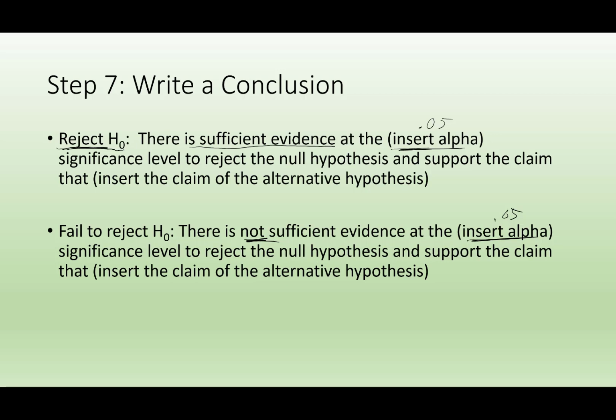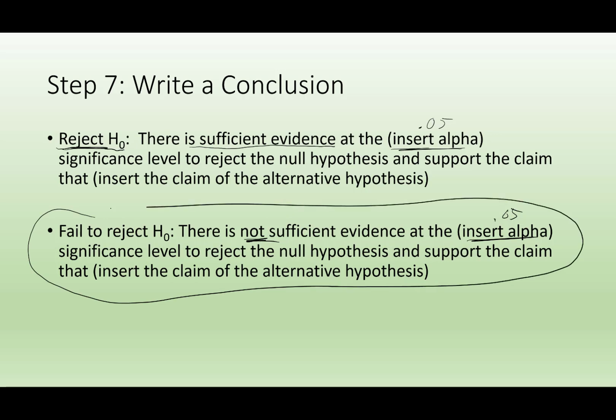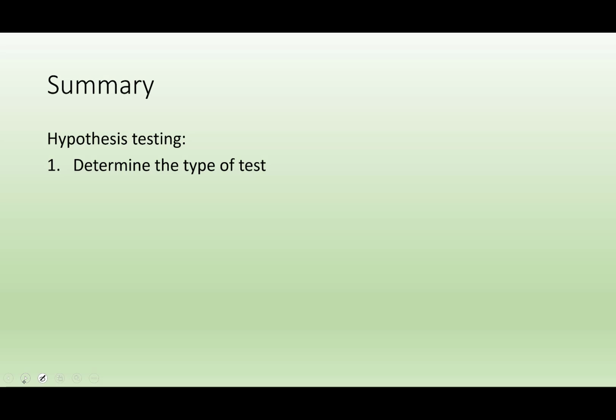Now, one thing that we do not do, if we are in this fail to reject, is say that we accept the null hypothesis, because we don't have proof that it was true. Kind of like with the four-legged dog example before. We are not necessarily able to prove that it's true. So we don't say that we accept it or that it's true. We just say that there was not evidence to reject it. So those are kind of the basics of hypothesis testing.